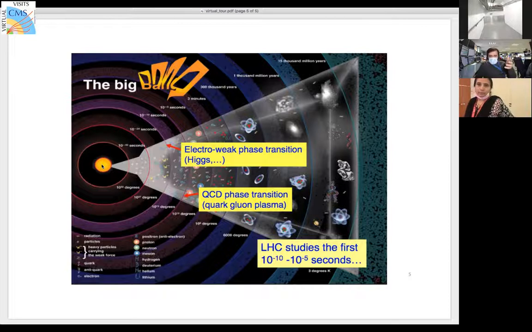And then later, around 5 billion years ago, this Earth was formed and life started. So this is the age of the universe, the full story of our universe. Now, all this story we understand in pieces. There are different theories which explain different phenomena which occurred at different points, but we don't know the full story.